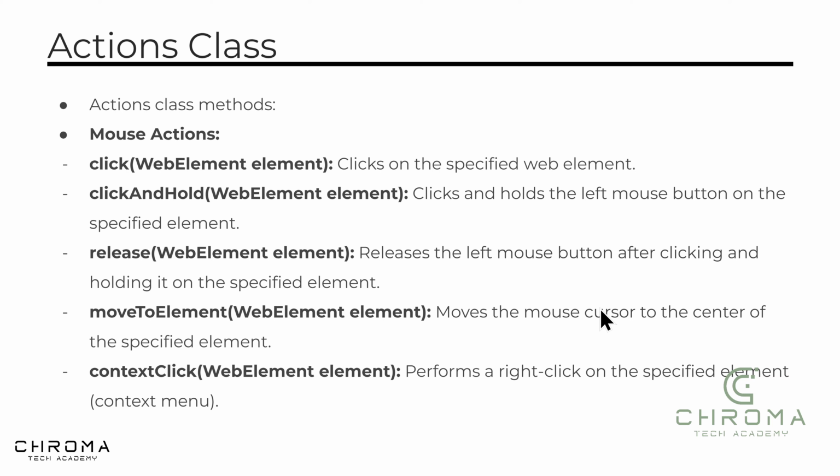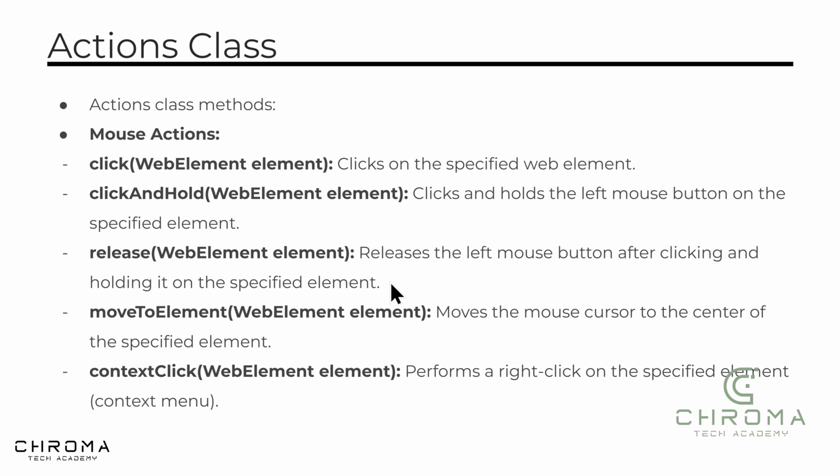Let's talk about some of the methods we can use with mouse actions. We can click on the specified web element. This we've done already, but without using Actions class, so you wouldn't really use this so much. You can click and hold. You may have functionality in your application where you need to click and hold on an element. If you do that, then you may want to use the release method as well, which releases the left mouse button after clicking and holding it on the specified element.